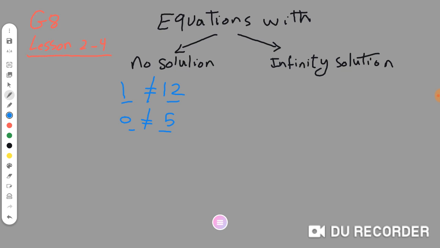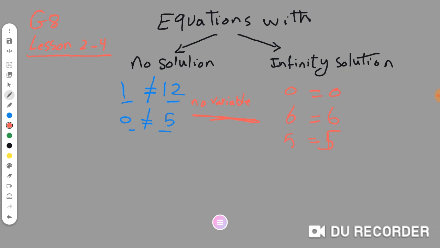And what about infinite solutions? If you find a result like 0 equals 0, a number equal to a number without a variable, as you see here, there is no variable. After we solve the equation, you will not find any variable, even if it had a variable from the beginning. Or you can find 6 equals 6, 5 equals 5, anything equal to itself. So you can call it an infinite number of solutions.